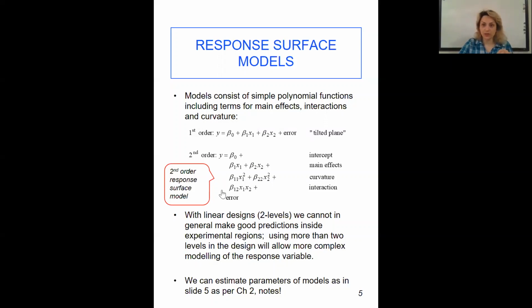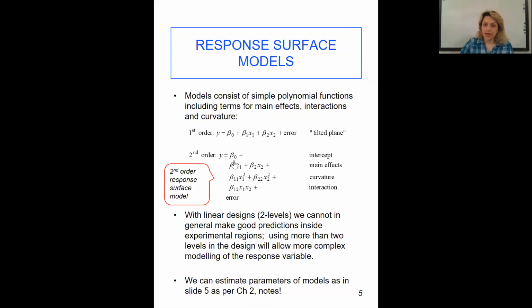In the second order models, we have the intercept, beta 0. We would have the main effects. We are going to have their interactions, and then we would have something that we call curvature. For the curvature, we would have beta 11 x1 squared plus beta 22 x2 squared. Whenever we have this second order, we call it a second order response surface model.